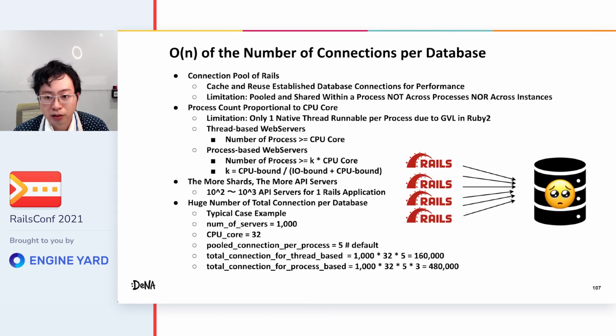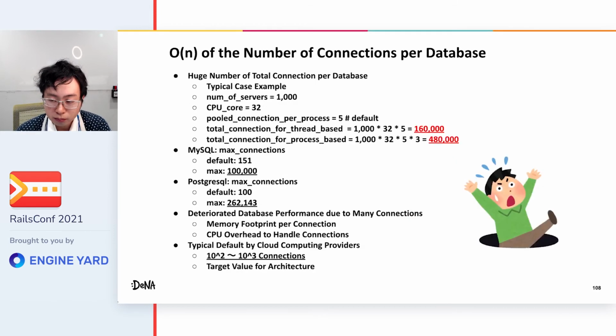So let's do the math here. The number of servers is 1000, CPU cores is 32, and the pool connection per process is 5. Then we can yield 160,000 or 480,000 connections per database. Actually, this number exceeds the maximum connections of MySQL and PostgreSQL. And we can see the deteriorated database performance due to many connections, like memory and CPU. The typical default by cloud computing providers is around hundreds or thousands, so we have to target this value.